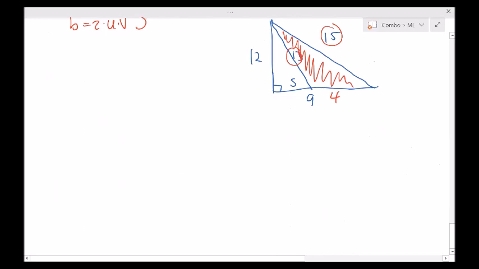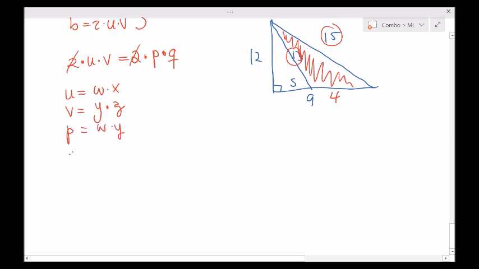All right. So remember, our goal is to have 2 times U times V equal to 2 times, what did we say? P times Q, which means the 2's will cancel in the end. So I want to make sure that I have U times V equal to P times Q in the most general sense. The best way to do it is the following parametrization. Let me explain. So if I describe U as W times X, V as Y times Z, P as W times Y, and Q as X times Z, then it would do it.